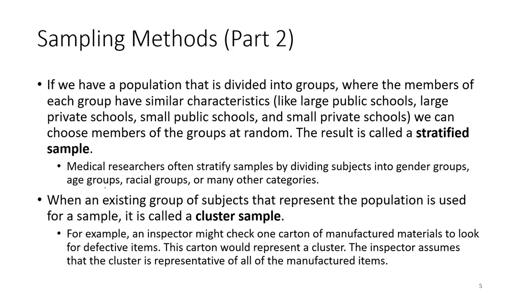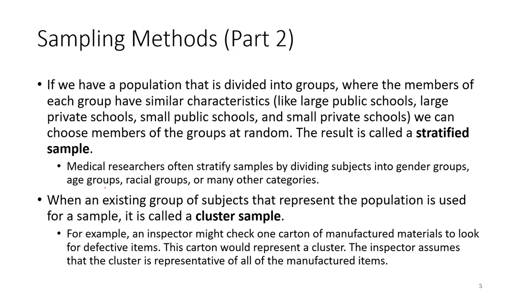The final way we can collect a sample is what's known as a cluster sample. Here you might sample one component of your entire population if you can assume that that component will represent the entire population. For example, an inspector might want to check some manufactured materials to look for defective items, and so the inspector will just choose one carton of a particular item and then check every one of the items in the carton. That carton would represent the cluster.